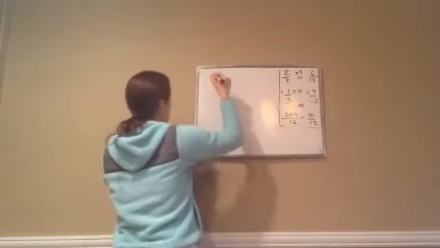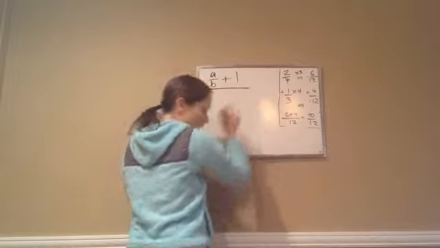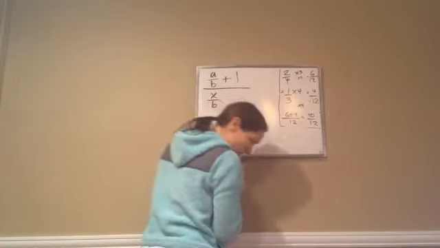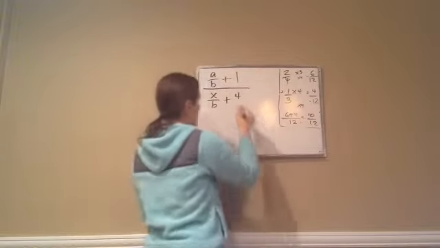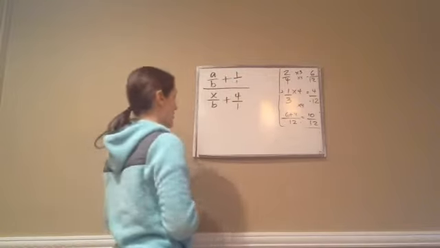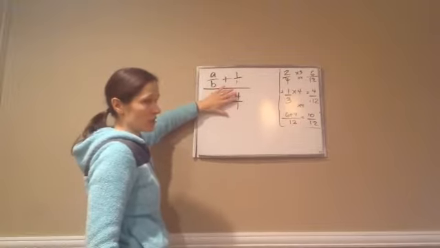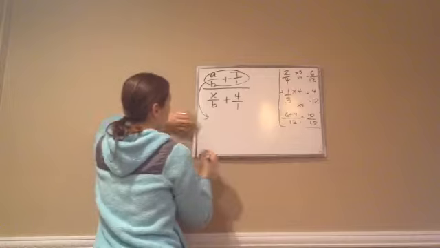Okay, so here we go. a over b plus a whole number 1, all divided by x over b plus a whole number 4. Now, first off, I'm going to go in and put 4 over 1 and 1 over 1 just to make fractions. So we're going to have to make denominators the same on this one and denominators the same on this one. So let's pull this one down first and start working on it.